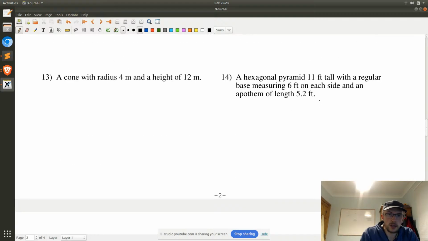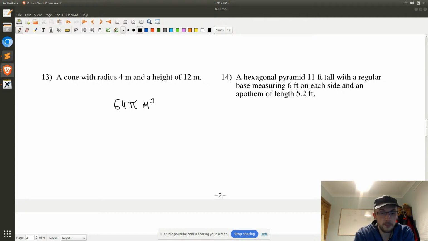A cone with a radius 4 meters and a height of 12 meters. So the area of the base of the cone is pi r squared, so 16 pi. 16 pi has to be multiplied by 12 and then divided by 3. So 16 pi times 4, which is 64 pi cubic meters. Then that has to be multiplied by 3.14. So it's going to be around 200. And we get around 201.1.